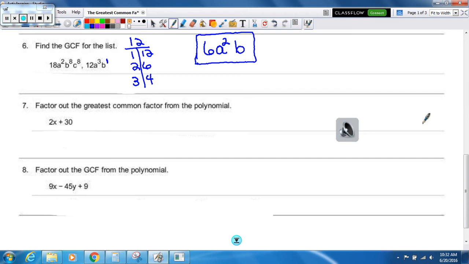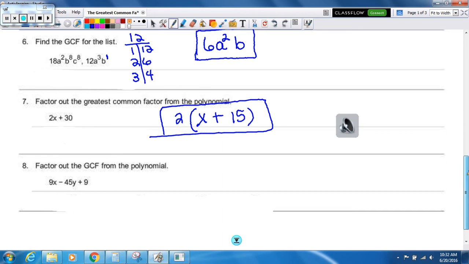On the next one, what you want to do is look at the numbers and see what you can divide them by. What is the GCF? Well, between 2 and 30, 2 is the largest number that you can divide them by. So whatever you can take out or divide by, you put outside parentheses. Inside the parentheses are your leftovers. So I have a 2 and an x. I took the 2 out, so that's an x left over, plus sign. And remember, it's division, so 30 divided by 2 is 15. So this one is finished. That's how you factor out the GCF from a polynomial.